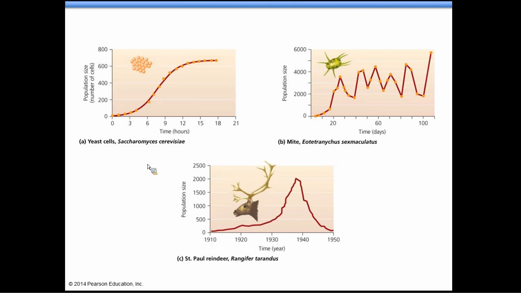And then down here in the bottom middle, the St. Paul reindeer, it actually does look like it achieved an S shape, and then some change in the environment has caused a decrease. And then what we might see going forward from here is another S-shaped growth, and then another decrease as the population experiences whatever might happen on a cyclical basis.